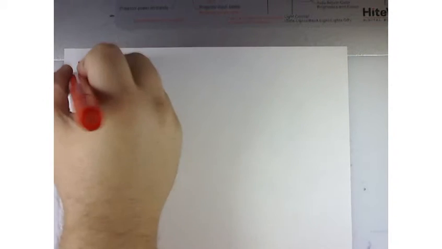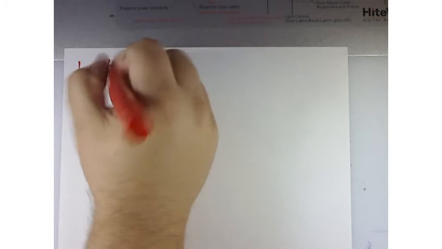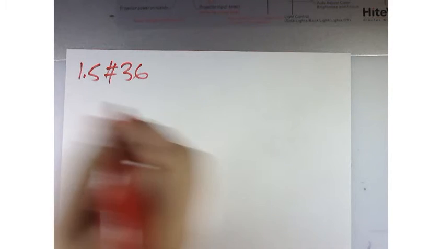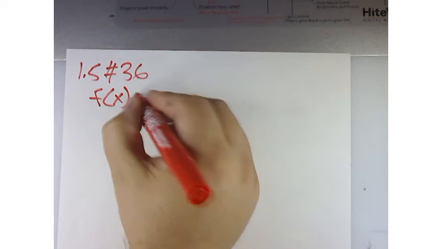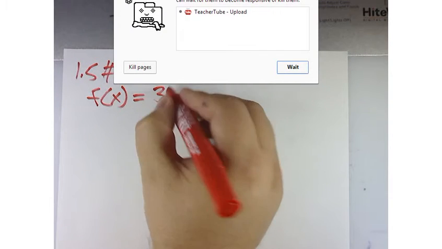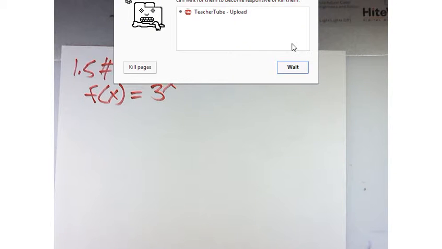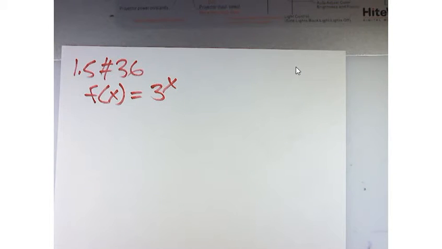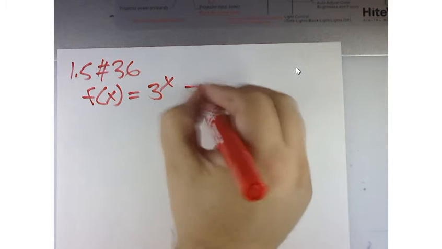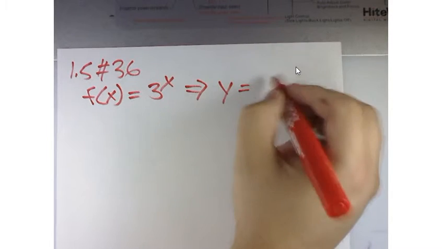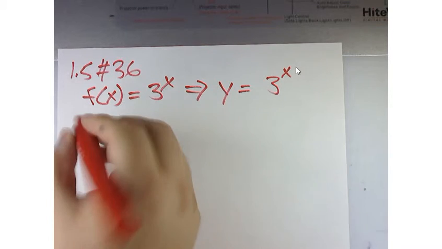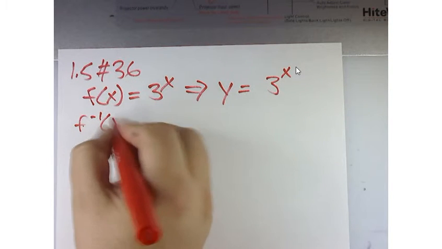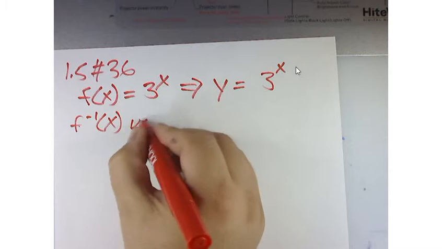Okay, so for problem number 36 out of your textbook, they give us the function f of x is equal to 3 raised to the x. And so that's the same as y equals 3 raised to the x. And they told us we need to find f inverse of x using parametric equations.